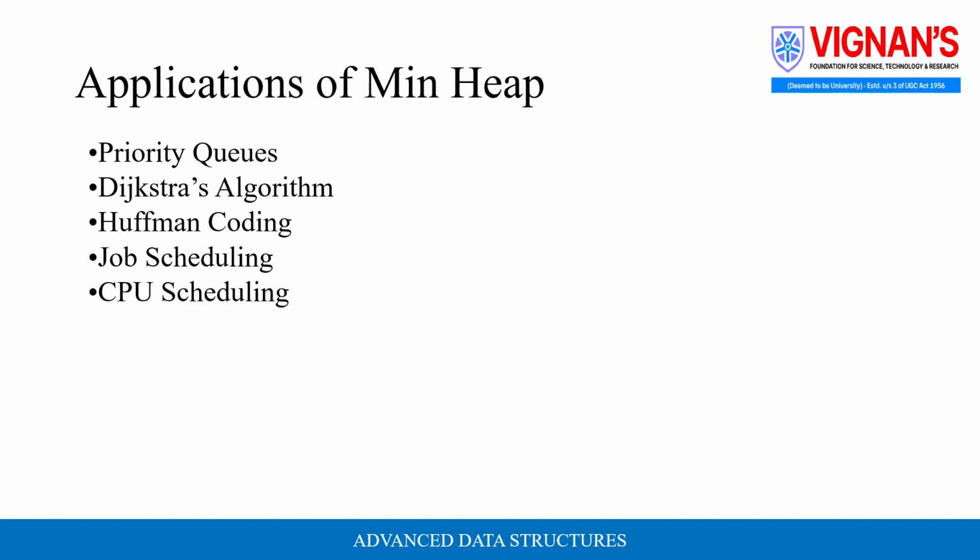Third, Huffman coding. Min heaps are used in Huffman coding to repeatedly extract the two minimum frequency nodes to build an optimal prefix tree. Fourth, job scheduling. Min heaps help in job scheduling by selecting the job with the shortest execution time or earliest deadline. Finally, CPU scheduling. In CPU scheduling, min heaps are used to choose the process with the minimum burst time or highest priority. These are the major applications of a min heap.